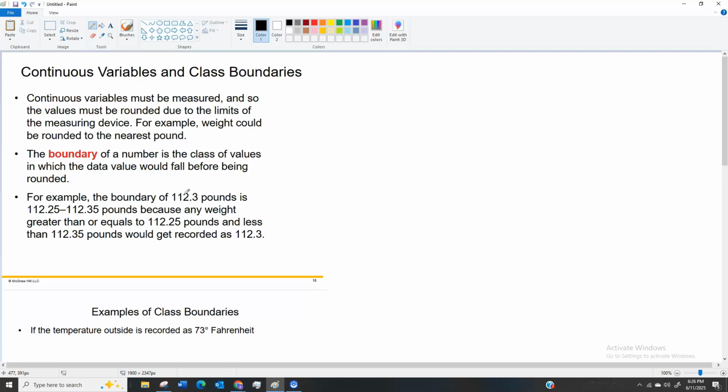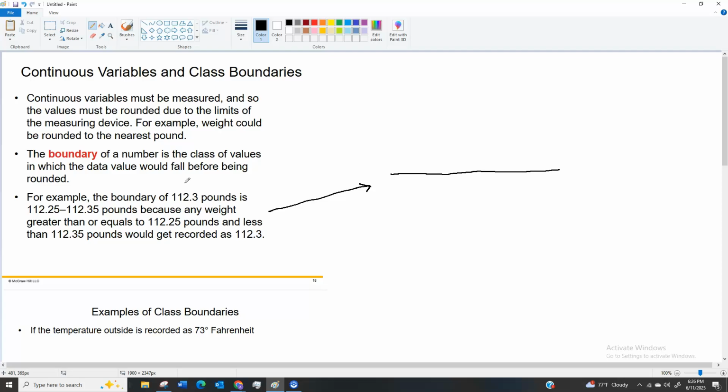So for instance, it says the boundary of 112.3 pounds is 112.25 to 112.35, because any weight greater than 112.25 would be rounded to 112.3, and less than 112.35 would get recorded also as 112.3. I find students just don't really grab this description by reading that paragraph. So let me try to draw you a visual.